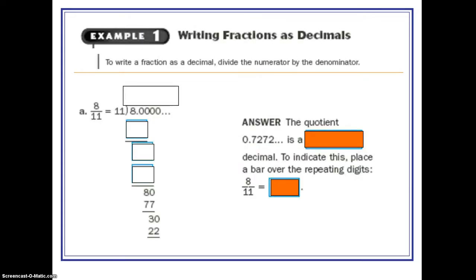Example 1. To write a fraction as a decimal, you divide the numerator by the denominator. I like to think that you take the 8/11ths and you bring down the numerator, and that goes underneath the division sign. Put the decimal point, add a 0. So we're going to bring up the decimal point. 11 goes into 8 0 times. 11 goes into 80 7 times. And you keep going from there.